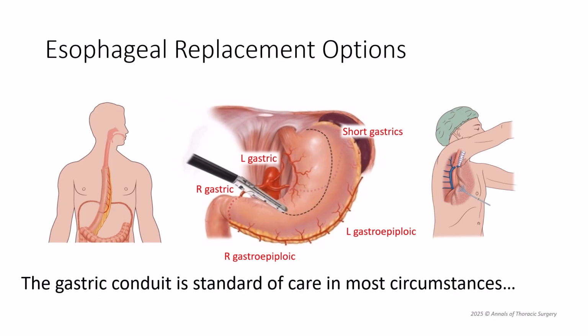Esophageal replacement options always include the gastric conduit as the standard of care in almost all circumstances, whether that conduit is attached to the esophagus in the thoracic cavity or in a cervical anastomosis. It should always be located above the level of the azygos vein, and it should always be aligned in a straight manner and tubularized to be approximately 3.5 to 4 centimeters in diameter.